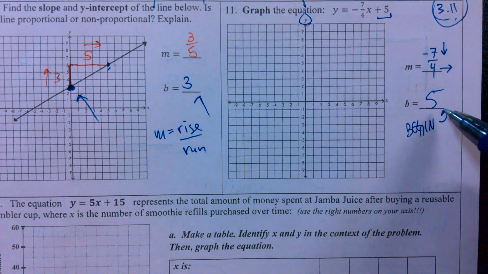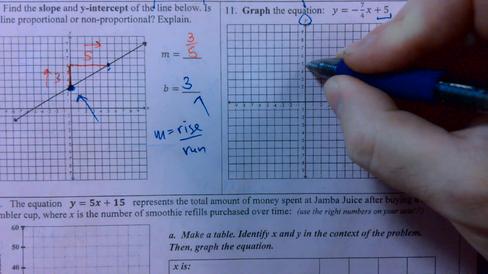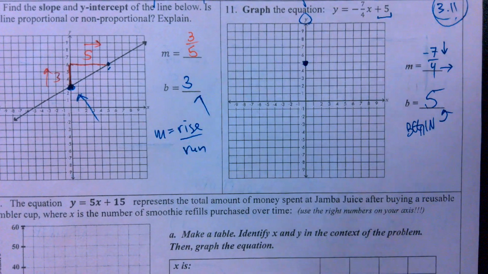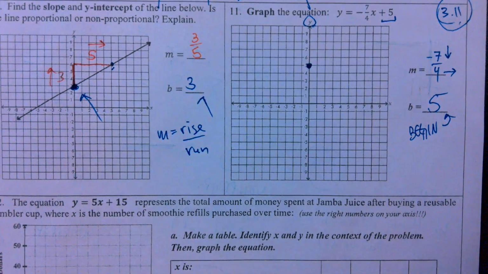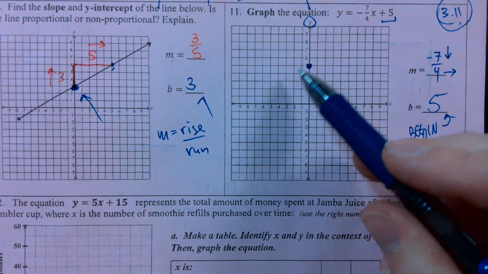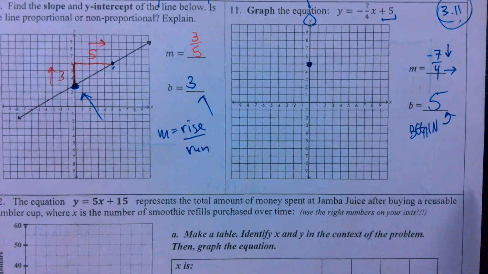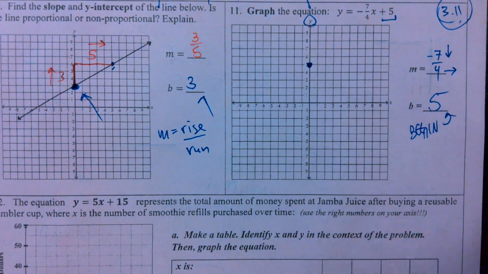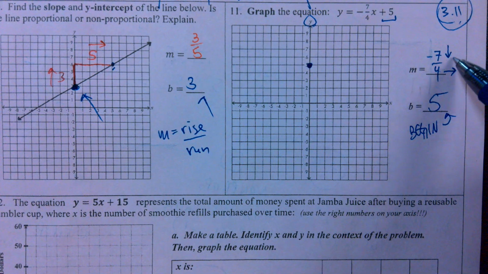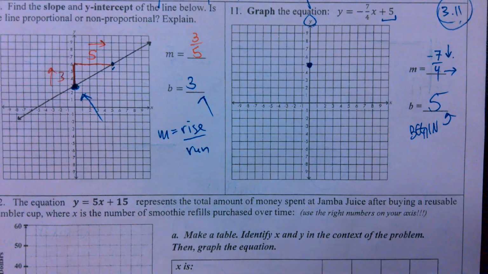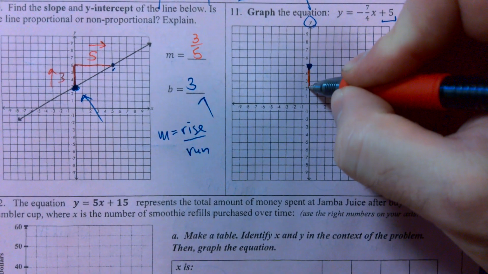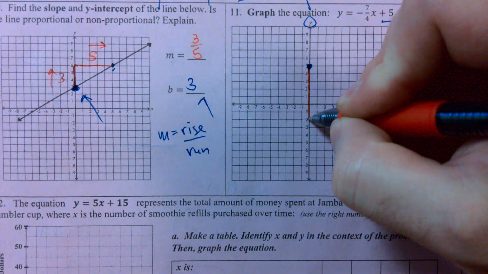I'm going to go to my y-axis. I'm going to find positive 5. Boom. Make my beginning dot right there. From that beginning dot, what direction am I going to go? Down. How many spaces down? -7. 7 spaces down. So from here, 1, 2, 3, 4, 5, 6, 7 down.